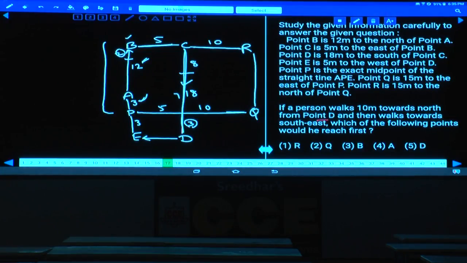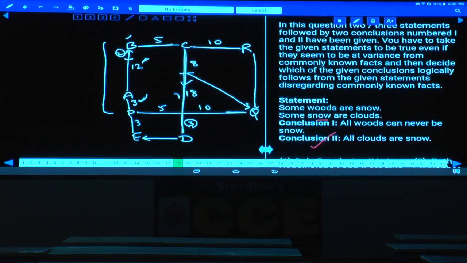If a person walks 10 meters to the north of point D and then walks towards southeast, this person is moving towards southeast. And first he reaches which point? First he reaches point Q, that is choice 2. Done with this? This was about questions 16 and 17. Now 18 to 21, syllogisms.